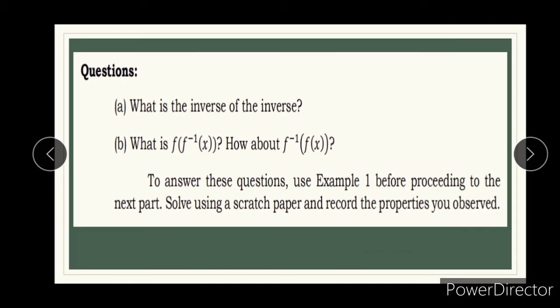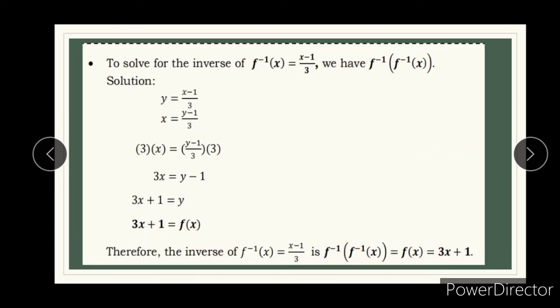We have these questions. Number 1, what is the inverse of the inverse? Let us use the solution from example number 1, which is f inverse of x is equal to x minus 1 all over 3. Now, what is the inverse of the inverse? To solve for the inverse of f inverse of x equals x minus 1 all over 3, we have to inverse the inverse of f of x.